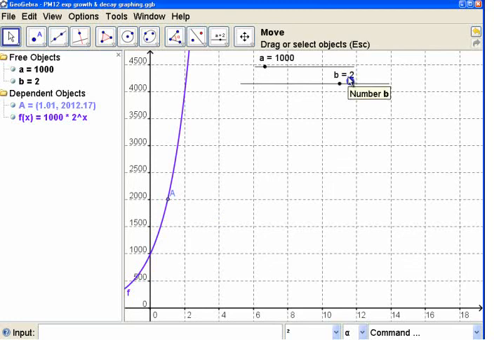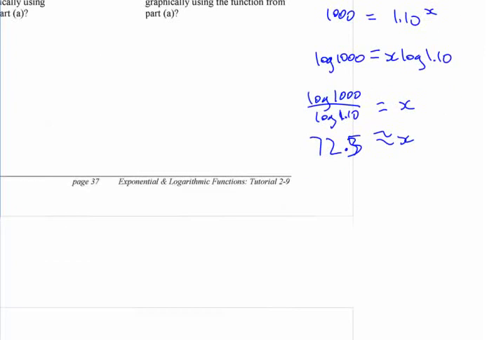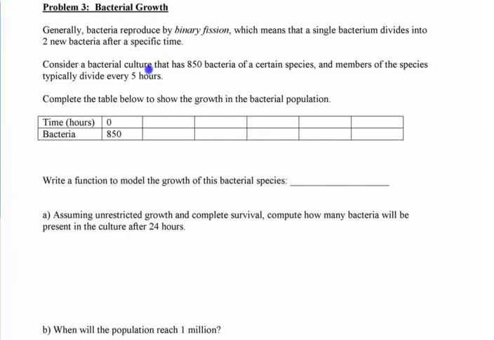Bacteria double. Later on in here we're going to do something more complicated like bacteria growing, but the catch to this is it says this thing doubles every 5 hours. It doesn't double every hour. If it doubled every hour, it'd be nice. You could just say 850, 200%, double to the x. But it doubles every 5 hours. You've got to do something to the exponent before you set up this function. We'll get to that later.